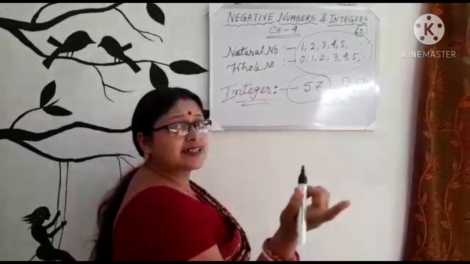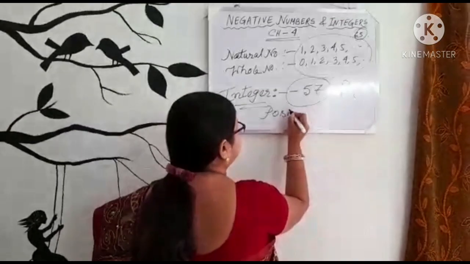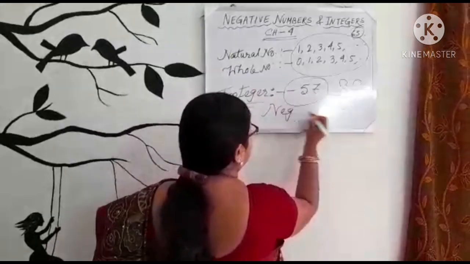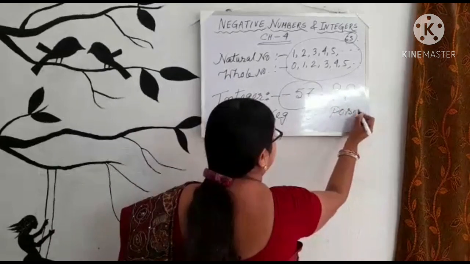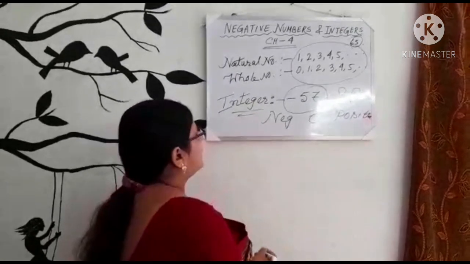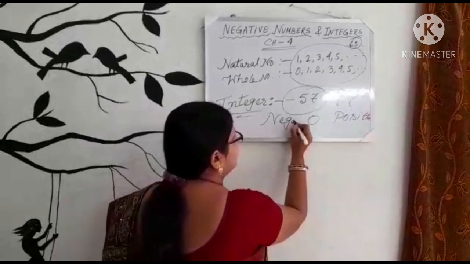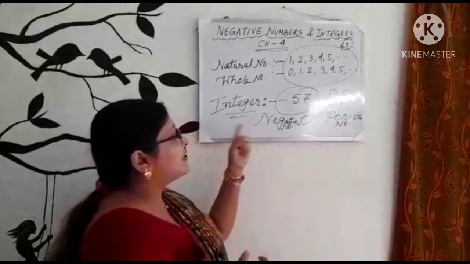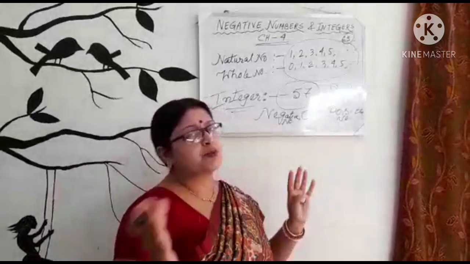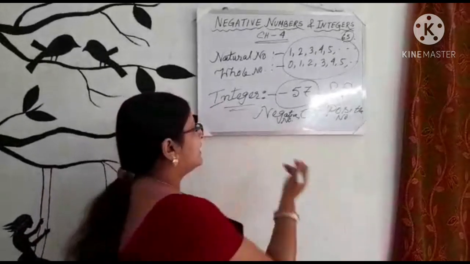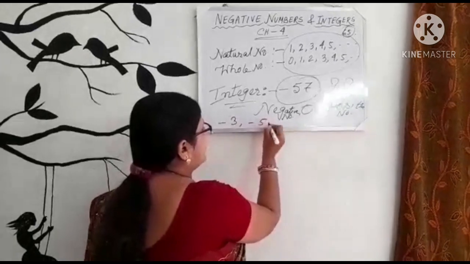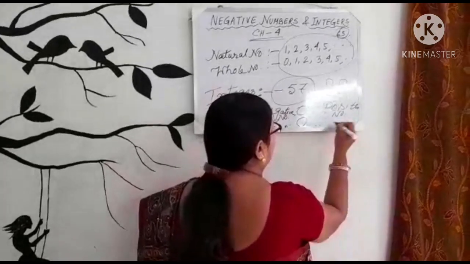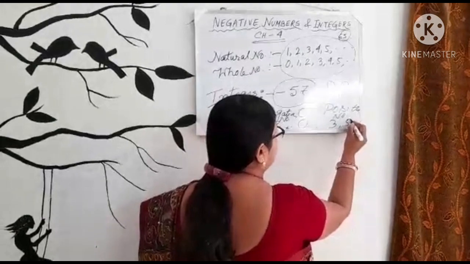That means integers are negative numbers, 0 and positive numbers. Clear? That means integers mean negative numbers, 0 and positive numbers. So, negative numbers mean minus 1, minus 2, minus 3, minus 4, like this. These are called negative numbers. Minus 3, minus 5, minus 6. These are negative numbers. Clear? After that, 0. And all the positive numbers, 3, 5, etc.